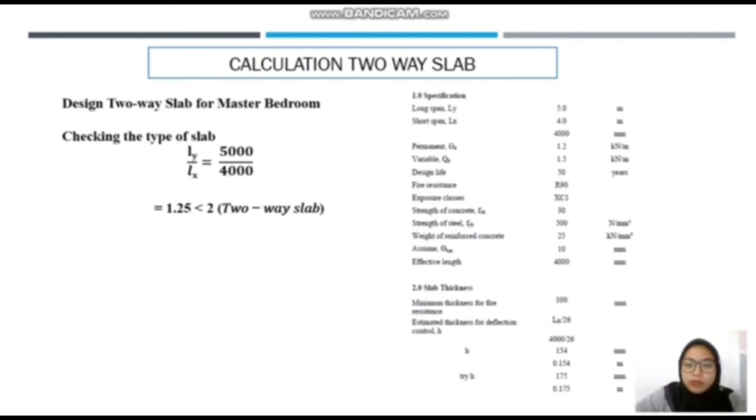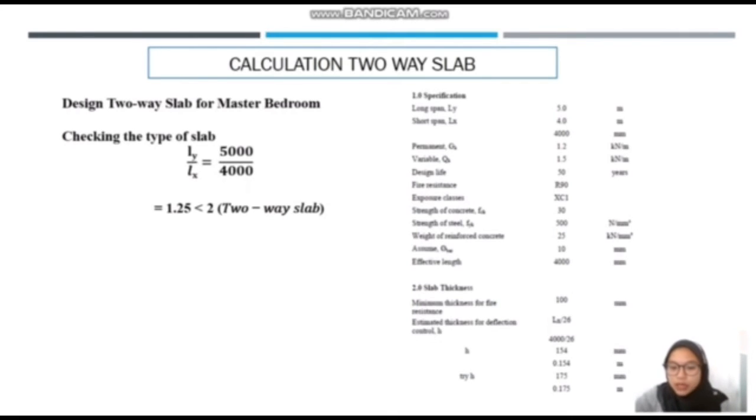So, sebelum buat kerja-kerja pengiraan yang lain, kita kena bagi specification untuk memudahkan kerja pengiraan. So, first kita kena determine Ly, Lx. Lepas tu kena tengok GK dan QK, design life, fire resistant, exposure classes, FCK, FYK, weight of reinforced concrete, assume bar, assume diameter bar, effective length, ni semua kena refer dengan Eurocode NBS.